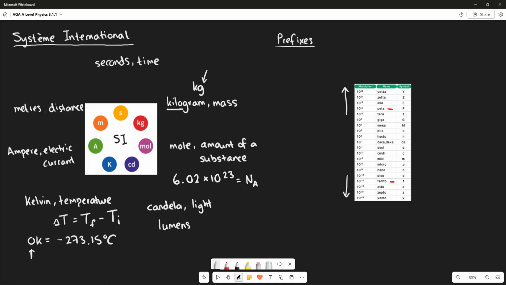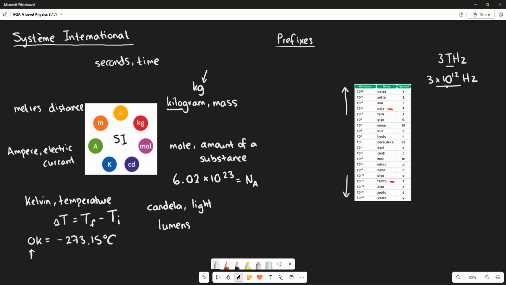Okay, so tera. If I have 3 tera of something, like 3 terahertz, for example, then I have 3 times 10 to the power of 12 hertz. So you'll notice that the prefix can be replaced with that number, times 10 to the power of 12, and that gets replaced by the T for tera. So it's a shorter way of writing things.